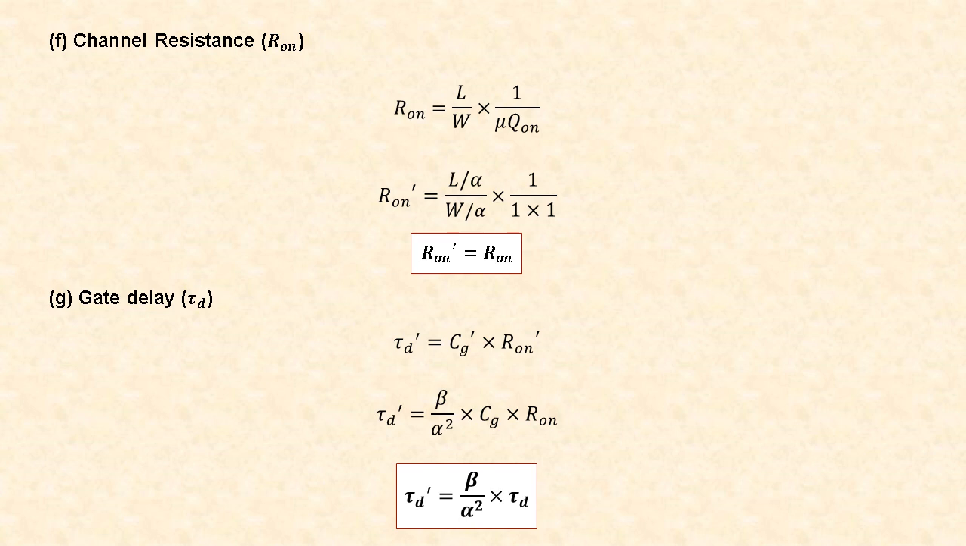Next, gate delay tau d. It is given by the formula Cg into R on, that is gate capacitance into channel resistance. We know that the gate capacitance is scaled by beta by alpha square and the channel resistance is scaled by 1. So simplifying, we have the gate delay as beta by alpha square into tau d, that is it is scaled by beta by alpha square.